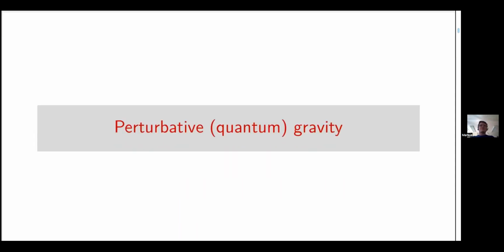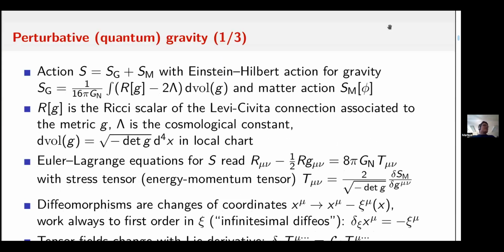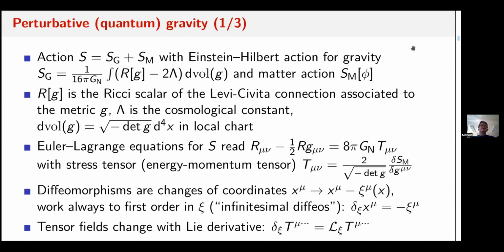Okay, first section, perturbative gravity. Of course, you probably all know physicists like to describe things by actions. So what we do is we take as our full action the action for gravity. It's just the usual Einstein-Hilbert action. So it's some prefactor, which depends on Newton's constant. There's the Ricci scalar of the Levi-Civita connection that is associated to the metric g. There's a cosmological constant term, which you can set to 0 if you like, and then you integrate over the whole manifold. And then you can choose some matter action, which I won't specify here in detail. That then depends on what theory you'll be studying.